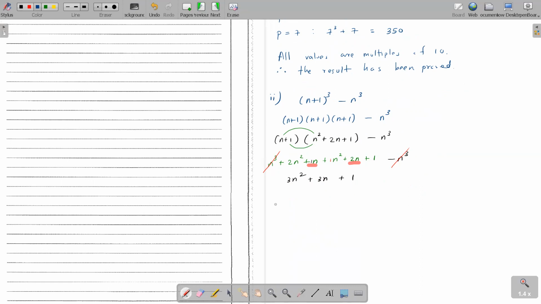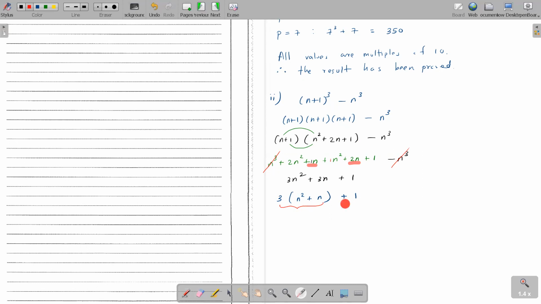So what I'll do is I'll take the 3 out, and I end up getting n square plus n, isn't it? n square plus n plus 1. So what does this tell me? This tells me that this particular part is a multiple of 3, right? So you have a multiple of 3 plus 1.